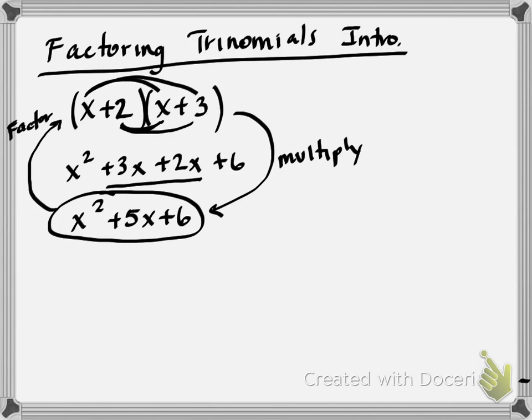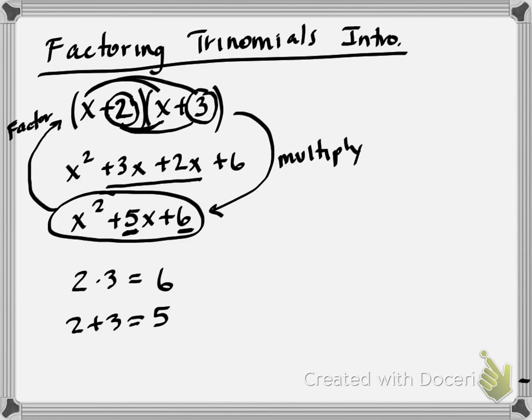Now, if we were doing this problem, I would want to know what number goes here and what number goes here in order to get the two parentheses. If we look at the relationship between the 5 and the 6 in relation to the 2 and the 3: 2 times 3 gave us this last term right here, and 2 plus 3 gave us our middle term, 5.